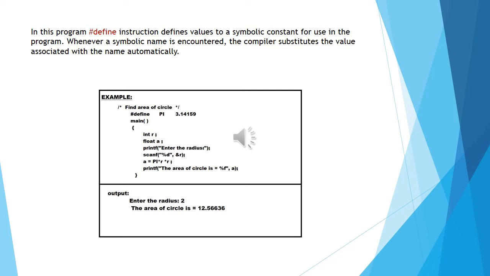Here in the printf statement we are giving the output: the area of circle is %f, comma a. The value of the area will be stored in this a. The area of the circle is 12.56636 when you enter the radius 2.